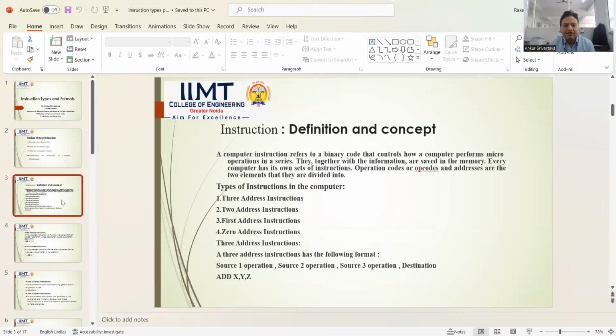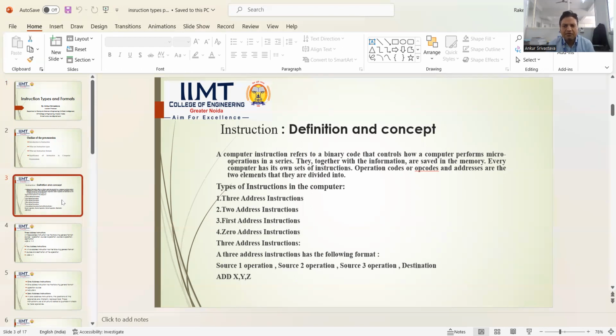Here we have given a definition: a computer instruction refers to a binary code. Binary code means we are going to represent that instruction in only two formats, that is 0 and 1. It is a binary code that controls how a computer performs micro operations. Now, what is a micro operation? Micro operations are small operations which are done to conduct an instruction.